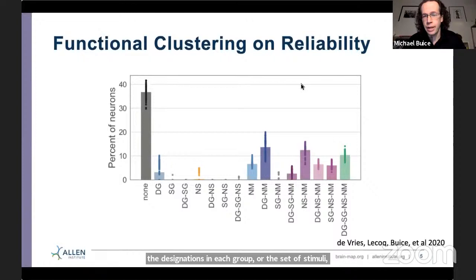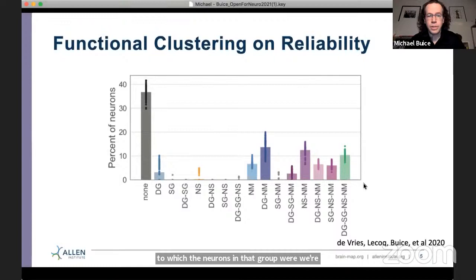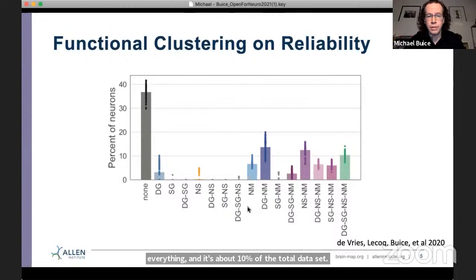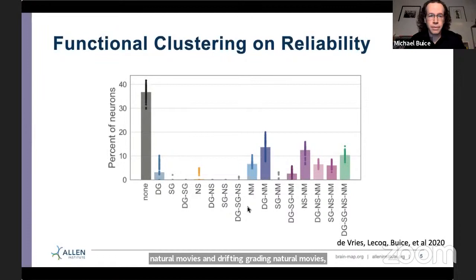responsive. And so over here on the right, you see the all cells, the cells that respond to everything, and it's about 10% of the total data set. And there are some other prominent groups, things like the natural movies and drifting grating natural movies. These are the cells that respond to motion, and collectively this is something like 20% of the cells. And even a significant group that responds to just natural things, natural scenes and natural movies, which is again about 12%.